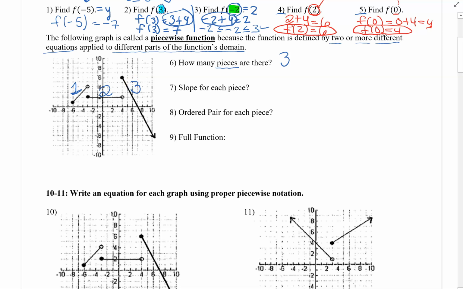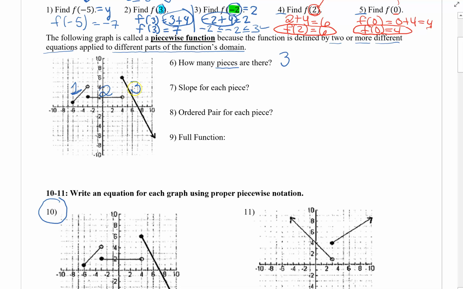So if we're going to write an equation for this, which is what we're going to do in number 10, it helps for us to get the slope of each of the pieces. First of all, I hope you can recognize each of these pieces are lines. They are linear.